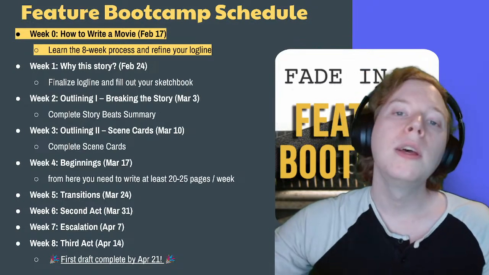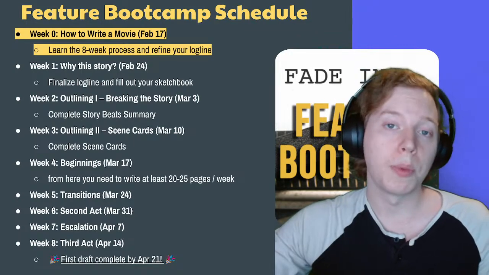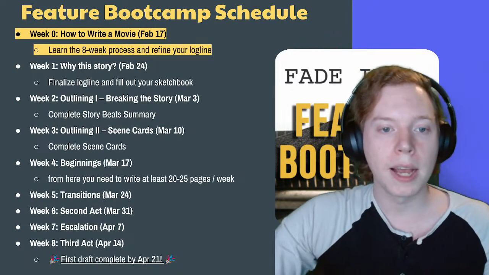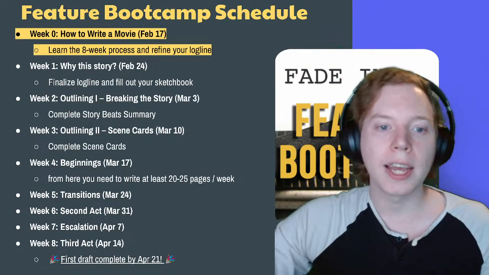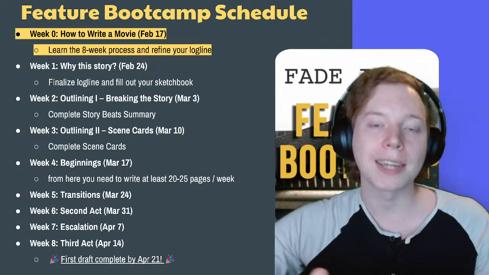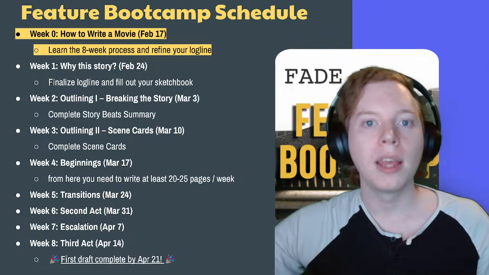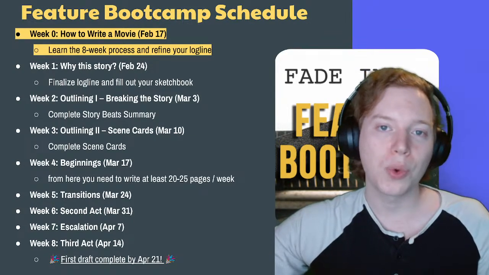These go on a cycle. So once these 8 weeks are over, we'll start a new one, and you can maybe join the next one with a bit of a head start if you fall too far behind. So week 4 is beginnings, week 5 is transitioning from first act to second act, week 6 is second act, week 7 is escalation, so that's the latter half of the second act, working towards that break into 3, and then week 8 is third act with our first draft completed by April 21st.